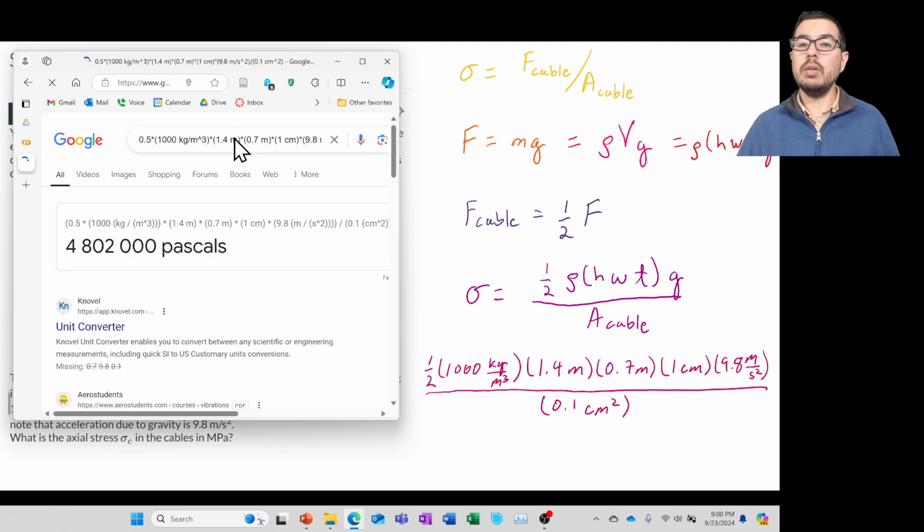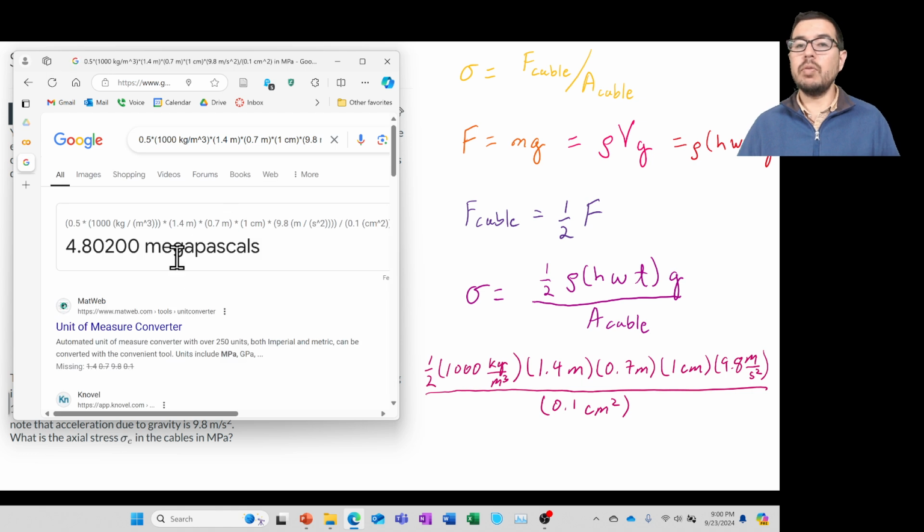All right, we hit enter, and there we go. We have a lot of pascals, 4,800,000 pascals. Well, what are the units that we want? We want it in megapascals. So we can say in megapascals, and that comes out to be 4.8 megapascals.